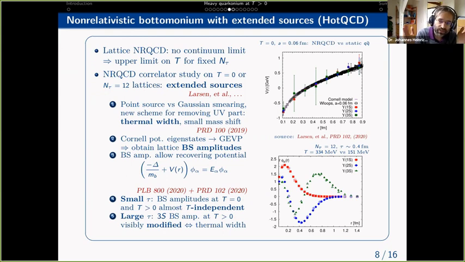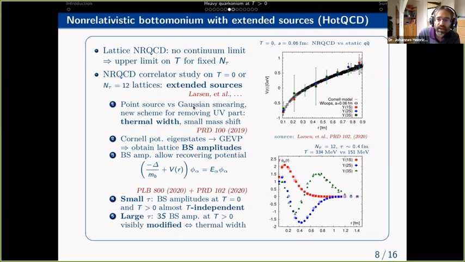If I look at this at finite temperature, this is a big advantage because I don't have many points in the time direction to wait until the excited state contributions decay. So this NRQCD program was started by first comparing point sources, which have these very high UV contributions, and Gaussian smeared sources, which have suppressed these by a considerable amount.